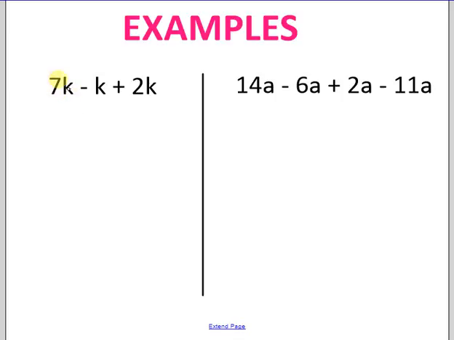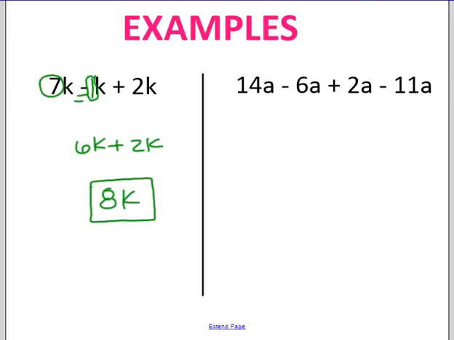So I'm going to look at the coefficients. Here I have a 7. And here, if you remember, I have an invisible number 1, okay? And my operation is subtraction. So 7 minus 1 is going to be 6k, and I'm going to rewrite the rest of the problem. Then I have 6k plus 2k. I'm going to add it together, and I'm going to get 8k.